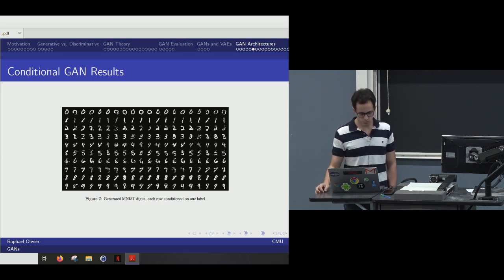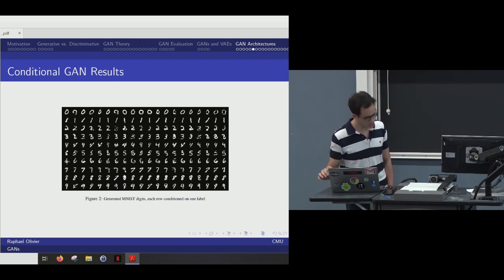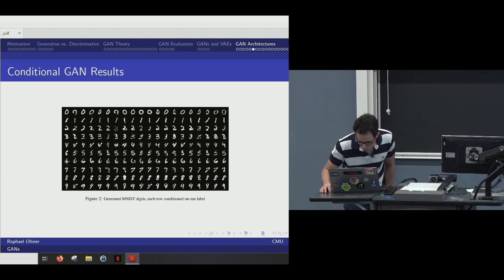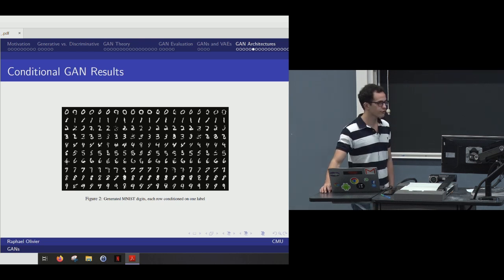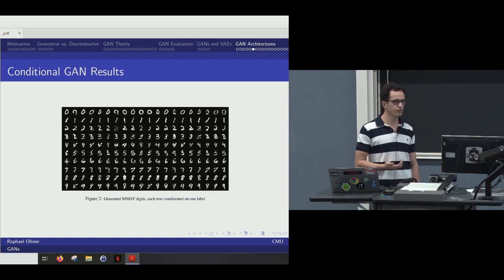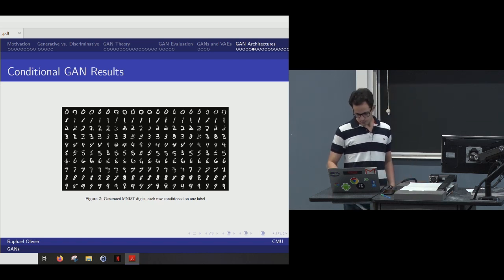So yeah, as you can see, you can choose the number that you're trying to generate. Sometimes you've got mismatches. Like on the row of 4s, a bunch of them kind of look like 8s. So that means the process is not completely perfect, of course, and you can fail both because your image doesn't look like anything, or because it looks like an image from the other label.